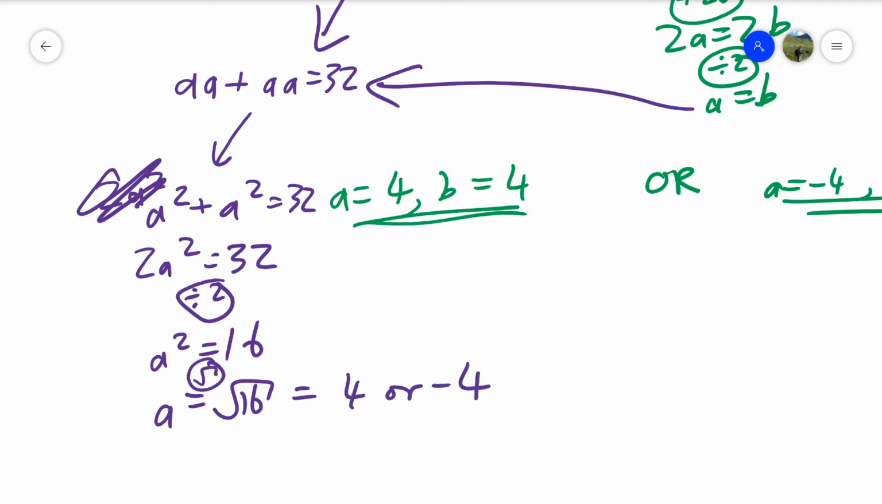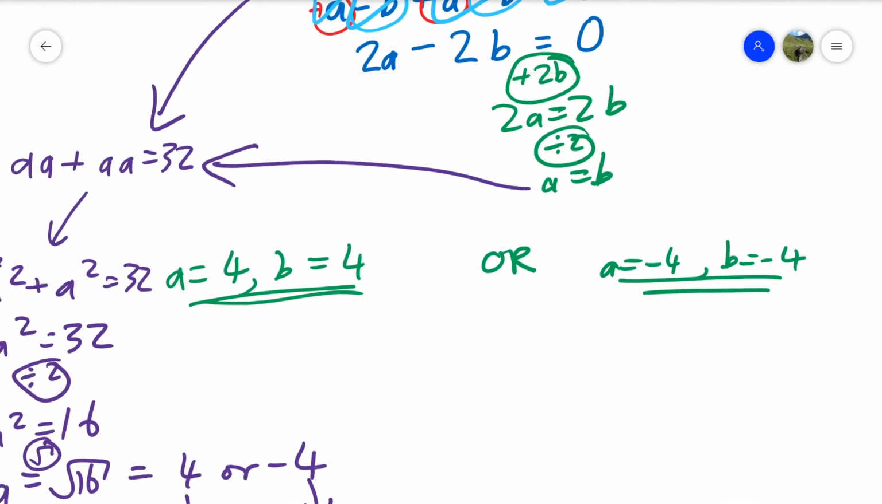minus 4. So in the case where a equals 4, then b is also equal to 4, because we know they're the same. And in this case, b is equal to minus 4, because remember they're the same. Hence, the two answers that I mentioned earlier.